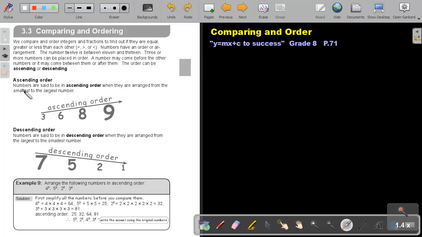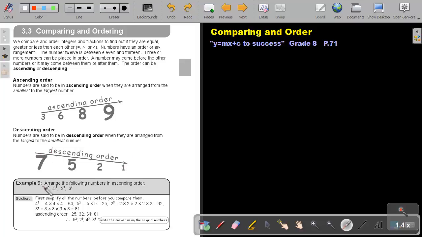Ascending order. Numbers are said to be in ascending order when they are arranged from the smallest to the largest number. From the smallest to the largest. We always go from left to right. Descending order. Numbers are said to be in descending order when they are arranged from the largest to the smallest number. D for down. So from the largest to the smallest.